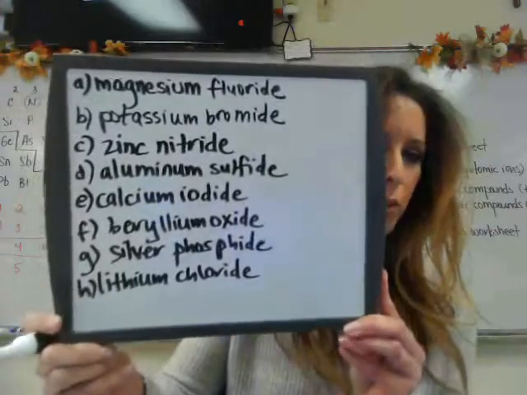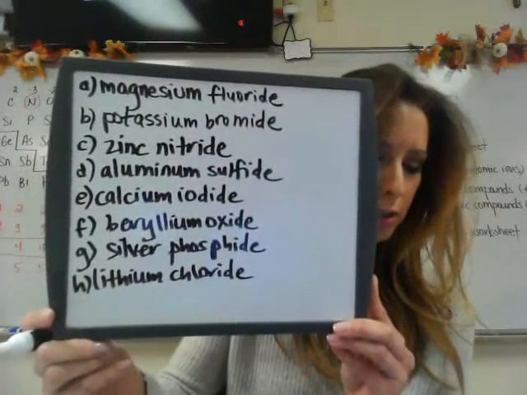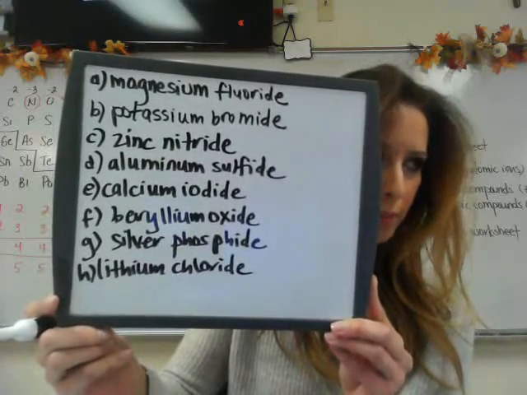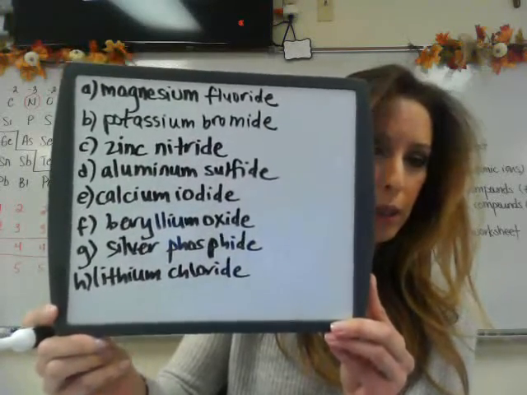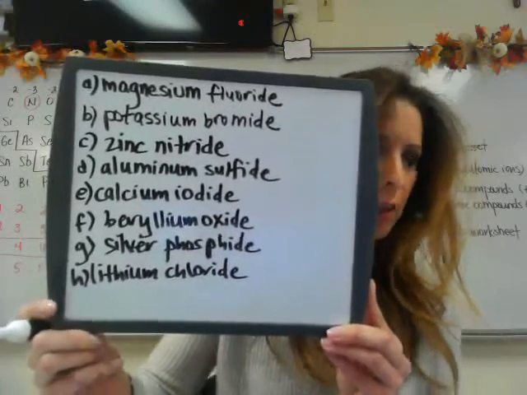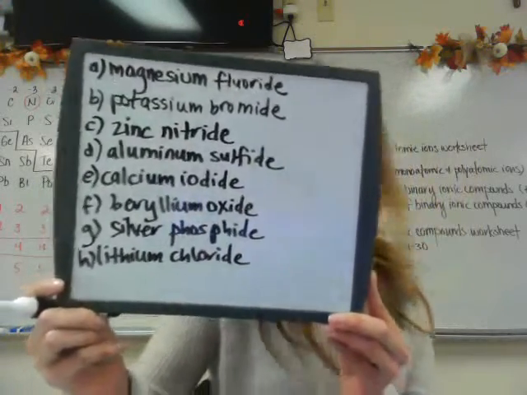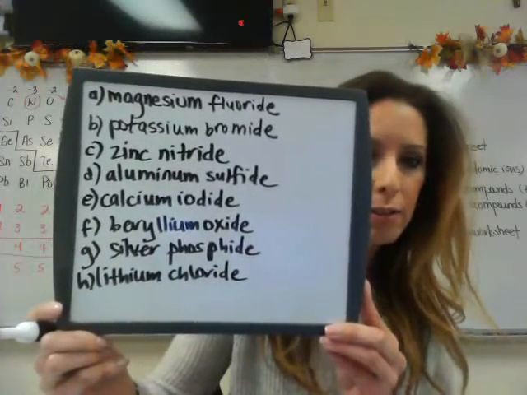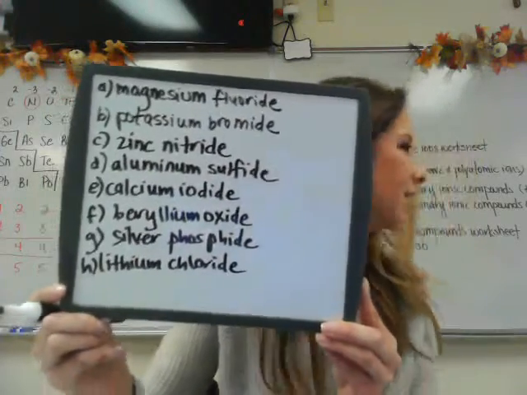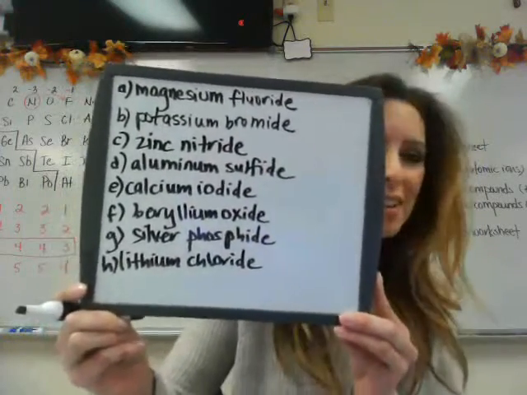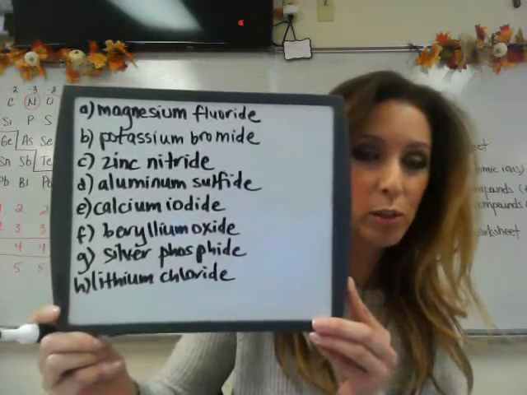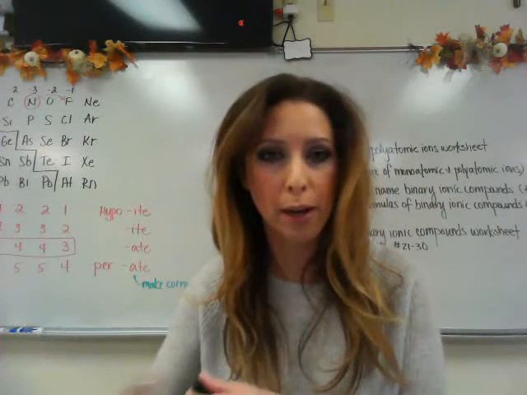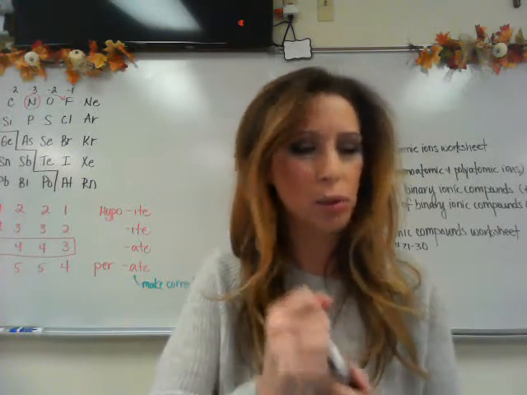And here are the answers for E through H. Now, the homework that pertains to this lesson is the Naming Ionic Compounds worksheet. It's binary ionic compounds, and it's numbers 1 through 10 and 21 through 30, okay? The others are type 2 binary ionic compounds, which you will learn in the next lesson.